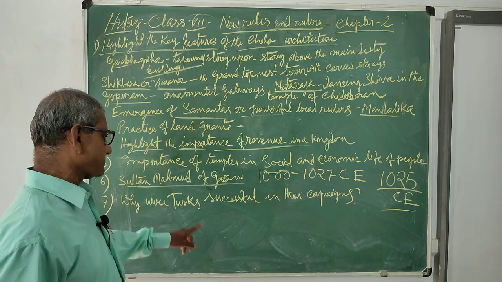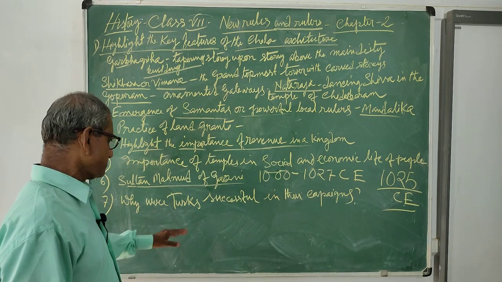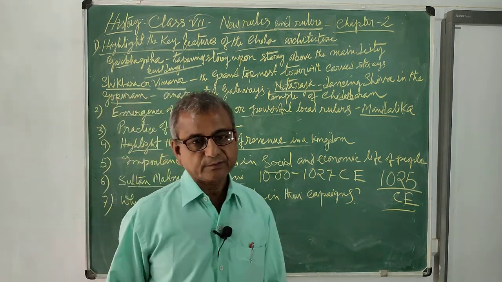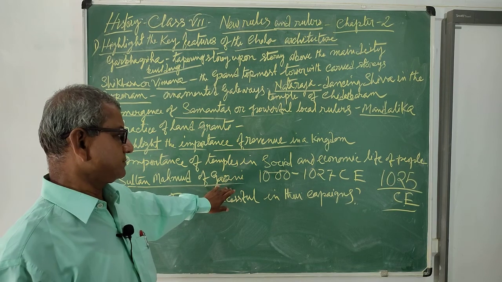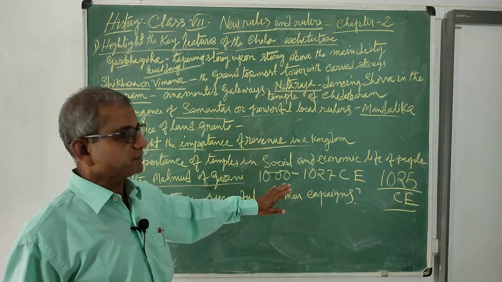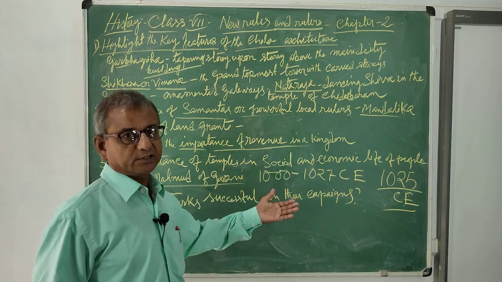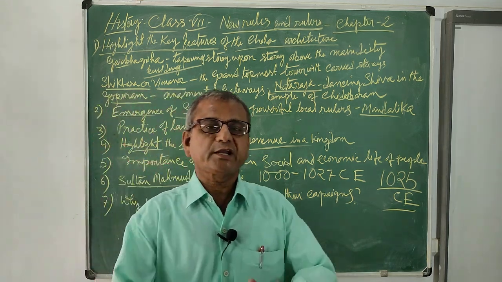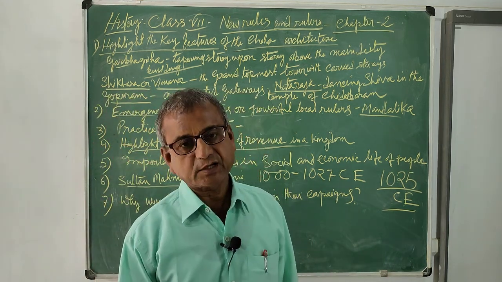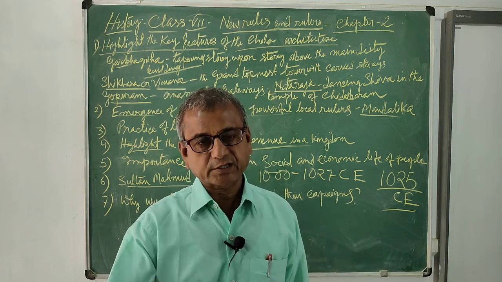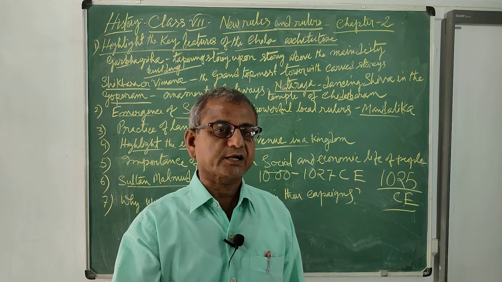Why were the Turks successful in their campaigns? Why were the Turks successful? What was the result of Mahmud of Ghazni's invasion? He came through a chain of mountains, and thus he paved the path. He facilitated the later invasion of India by the Turks.